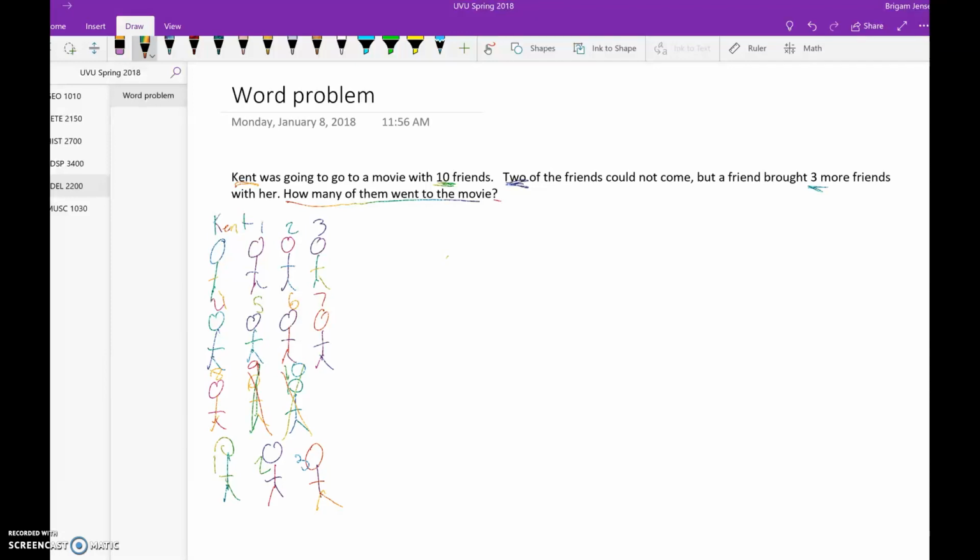So now all we have to do to find our n is count how many people went. Okay, we have a picture of all of them. So 1, 2, 3, 4, 5, 6, 7, 8, 9, 10, 11, 12. So 12 people went to the movie. Okay, so that's how you do it. There's 2 different ways. You can use equations or pictures. It doesn't matter which way you do it. As you can see on both, we got 12 as our answer. So 12 people went to the movie.